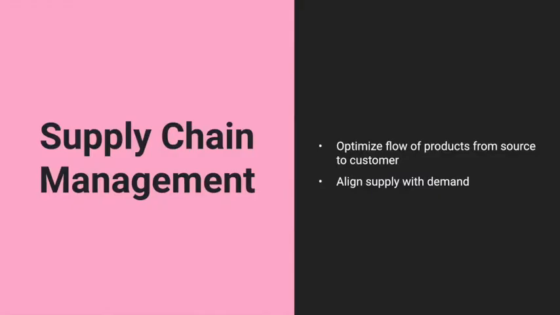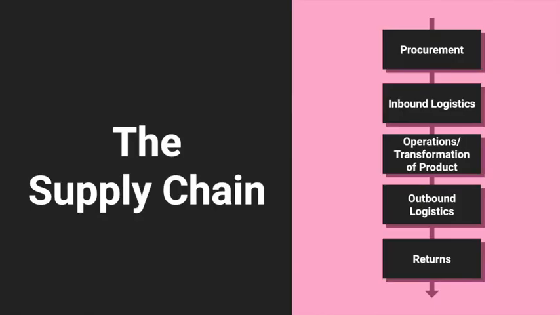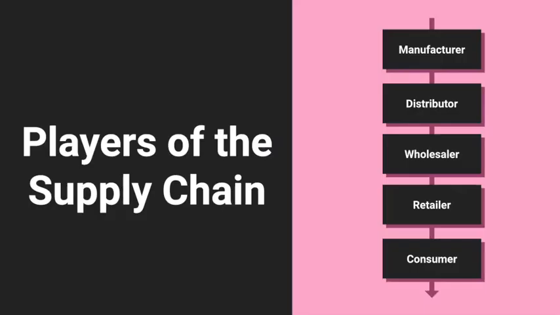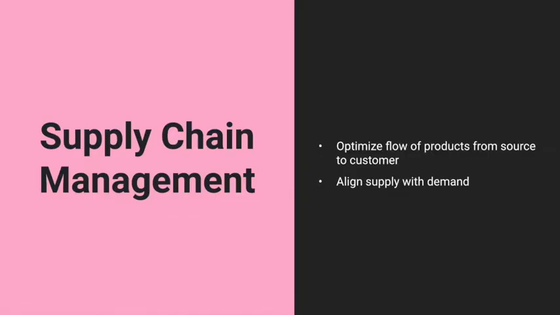Moving on to supply chain management, it refers to the strategies that optimize the flow of products and services from their source to the customer. So, the supply chain management basically is how you optimize the flow from procurement up until the returns. Also, you optimize the flow from the manufacturer to the consumer. Depending on your type of business, this chain can stretch from your suppliers all the way to your customers.